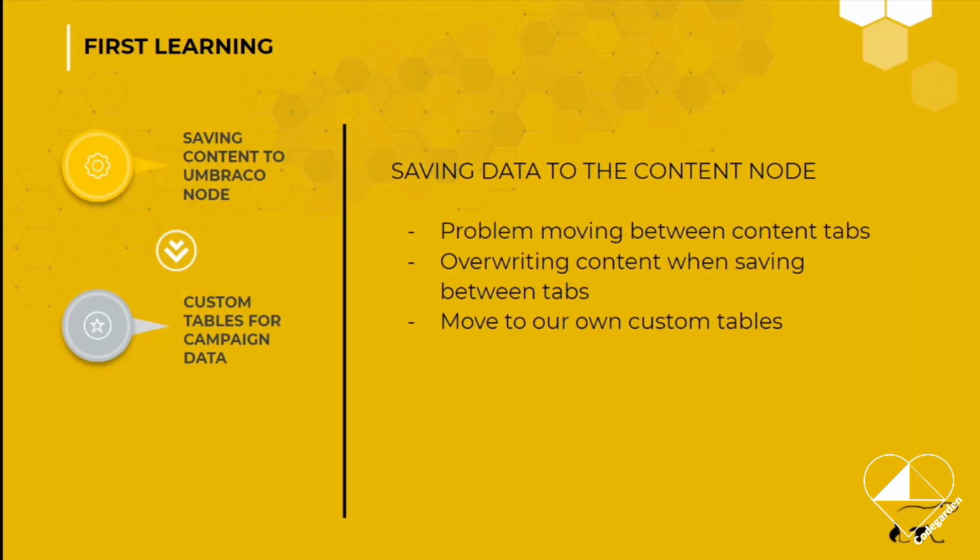One thing we initially tried was saving the content of a campaign to the actual node within Umbraco. So we were trying to use Umbraco's inbuilt fields and things like that to save the content of the campaign. This became a massive problem because we were switching between the content tab and the content app, and we were finding that we were overwriting and losing data all the time. So we stripped out all the campaign data, and it's now in a custom table which sits alongside the content node tables.